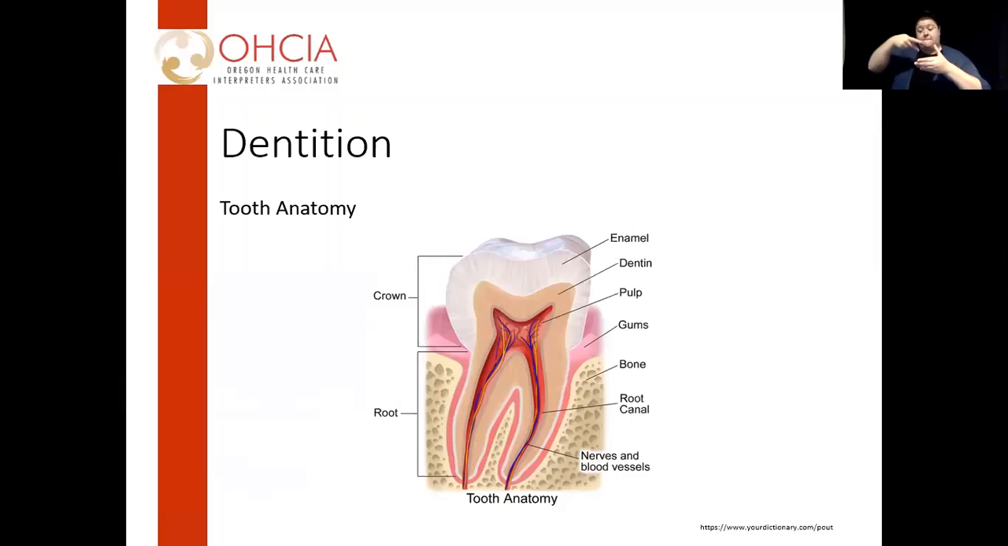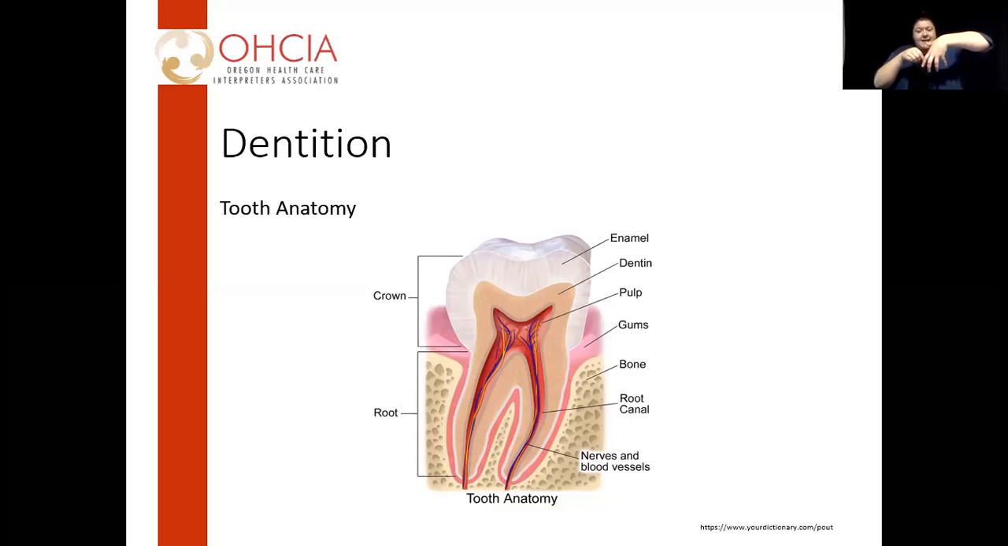The pulp contains the nerves and the blood vessels of the tooth, and they go down into the bones and connect up with the rest of your circulatory system. On the root, we have the gum line, which is that tissue we talked about, and then we have the bone that holds the tooth in place.